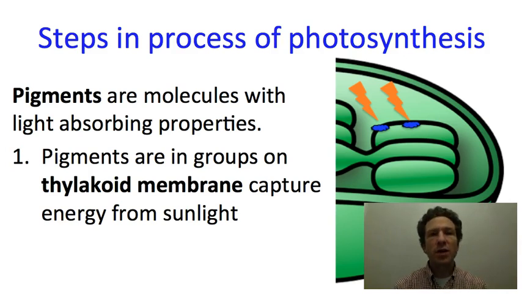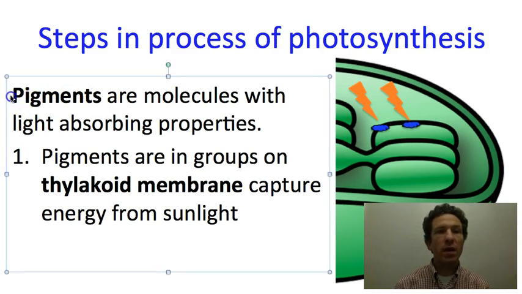So that is the structure within which photosynthesis occurs. We now are going to talk about the steps that have to happen for this process. And the first step is going to be that pigments absorb light. So what is a pigment? Pigments are simply molecules with light-absorbing properties.